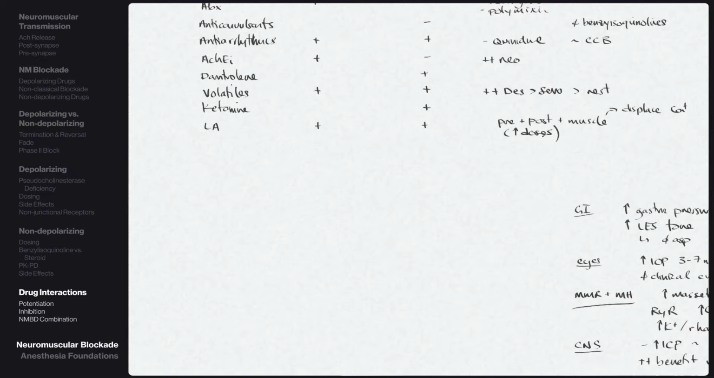Now, separately, lithium has been known to increase both depolarizing and non-depolarizing blockade, and this may be from a similar mechanism with both pre- and post-junctional effects. Now, magnesium, which we've mentioned before, can potentiate both depolarizing and non-depolarizing blockers, and this is from another secondary mechanism of action at the pre-junctional nerve terminal. It outcompetes calcium for entry into the cell and prevents mobilization of acetylcholine and its release into the synapse.